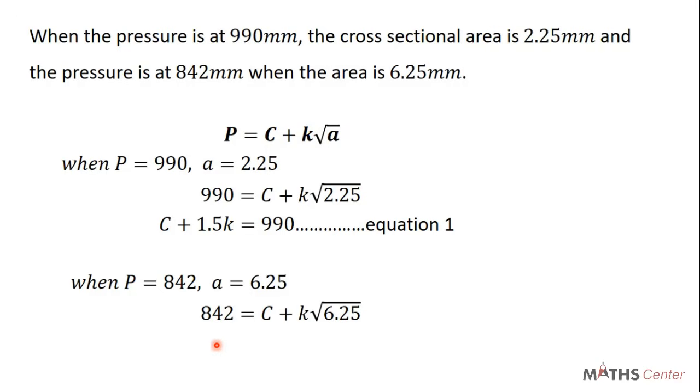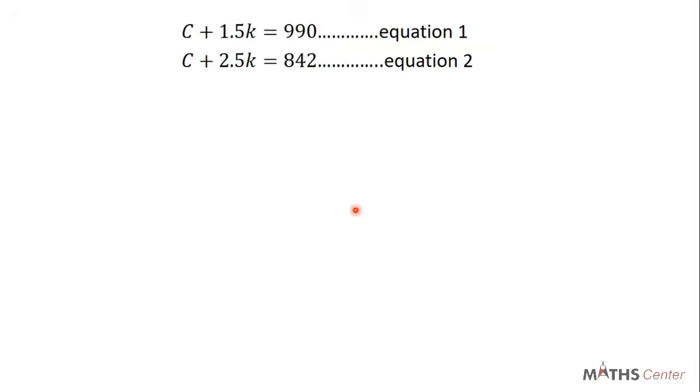When we do that, we will have 842 is equal to C plus K root 6.25. So square root of 6.25 will give us 2.5. This is going to give us C plus 2.5K is equal to 842. This is equation 2. So we have two equations with two variables. We are going to solve these two equations simultaneously for the value of C and K. We will solve the simultaneous equation in the next video. So see you in the next video, and let's continue solving this question.